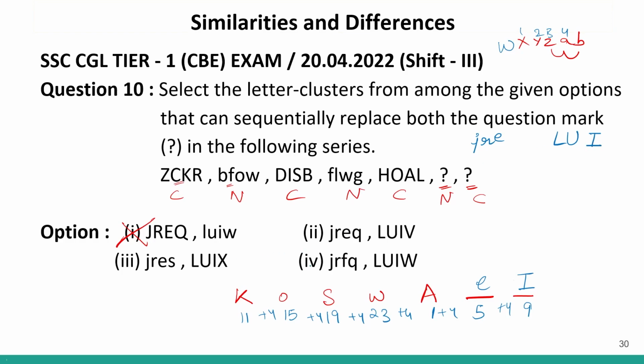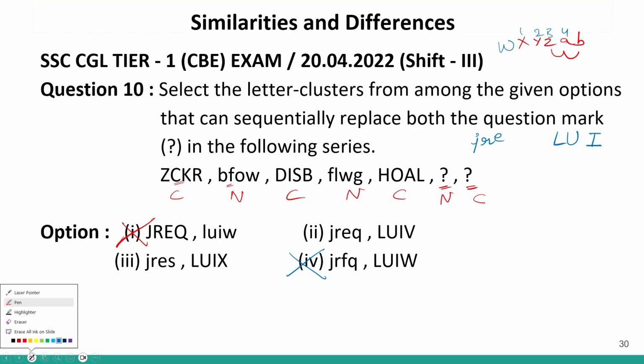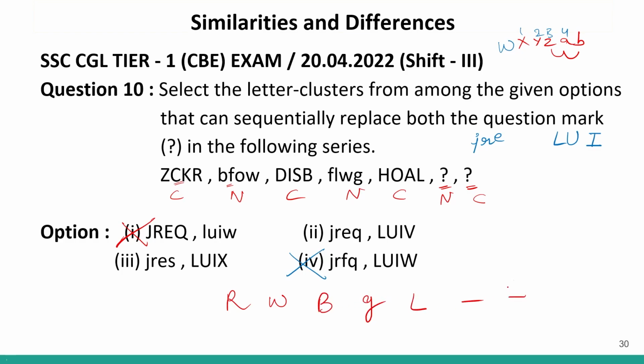So out of the given options, I can eliminate option number 4. Over here, we have GREQ and LUIV and GRES and LUIX. So now the answer depends on the fourth series. So in the fourth series, let us write, we have R, then W, then B, then G, then L, and then two terms we have to find out. So if I look over here, R is at position 18.